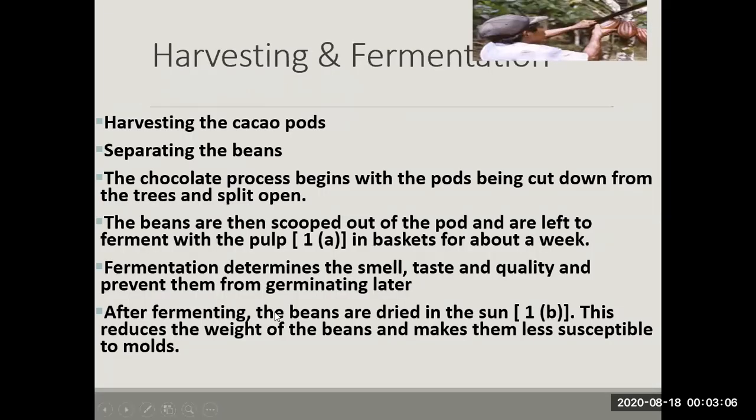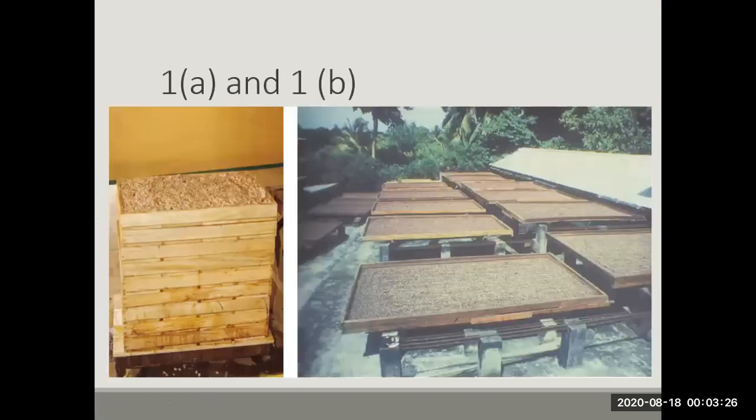And this fermentation is very much necessary for the beans because it develops the smell, taste, quality, and prevents them from germinating. And after fermenting, the beans are dried in the sun, and this reduces the weight of the beans and makes them less susceptible to molds. Like this, that is our first step, the fermenting step. All beans are separated from the pods and kept for fermentation. Then, after fermentation of 1 or 2 weeks, they are dried under the sun.